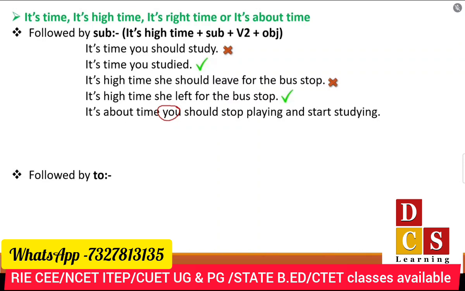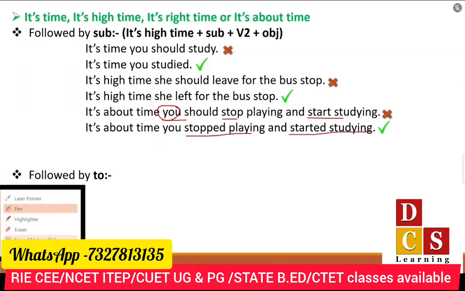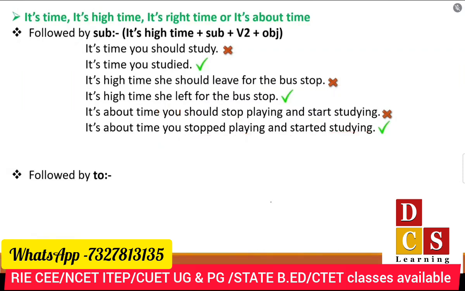So see here, it's about time. There is a subject, then you have to use the second form of the verb, right? So there are two verbs here: stop, start, right? So what can we correct? It's about time you stopped playing and started studying, right? Yes or no? So can you see here? You stopped playing and started studying. So this will be the correct one. Is it clear to you? Yes, sir.